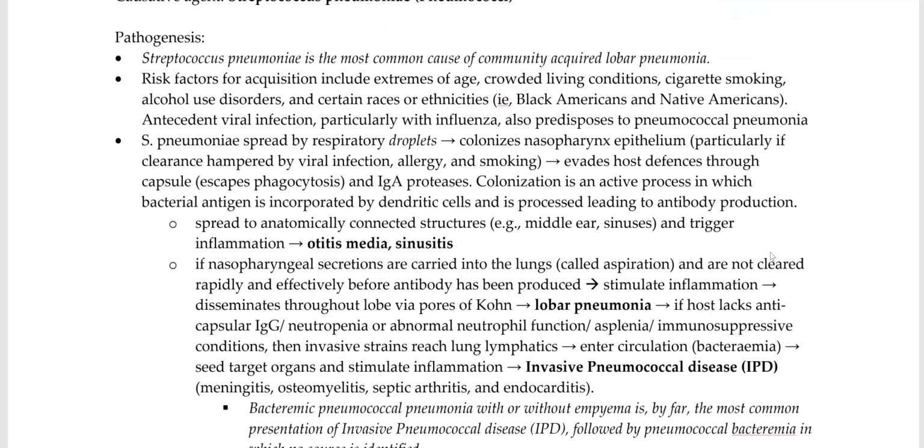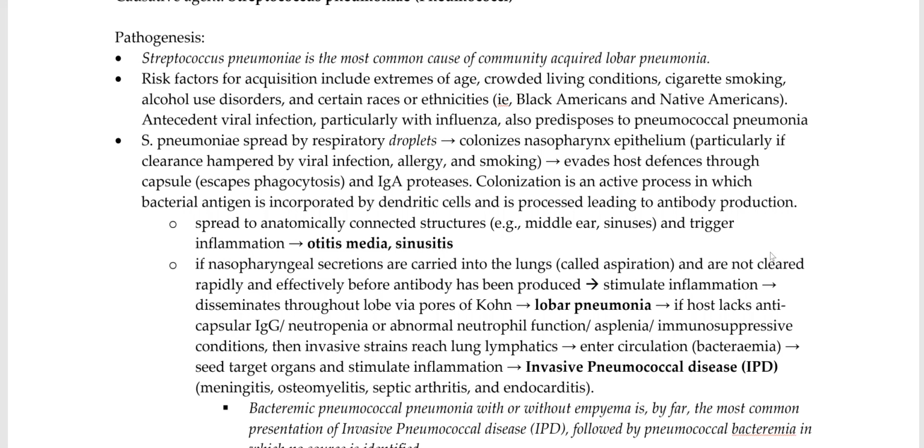Now, this Streptococcus pneumoniae spreads by respiratory droplets. So they colonize the nasopharyngeal epithelium on inhalation, and this happens particularly when clearance of respiratory secretion is hampered by either viral infection, smoking, or allergy. After colonization, it evades the host defense because it has a capsule surrounding it. So it escapes phagocytosis. Plus, it releases an enzyme known as IgA protease. So it will cleave the IgA antibody in the mucus, which provides us local immunity. So by these two factors, it will evade our host immune defenses.